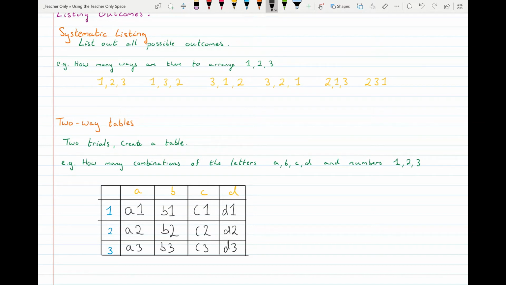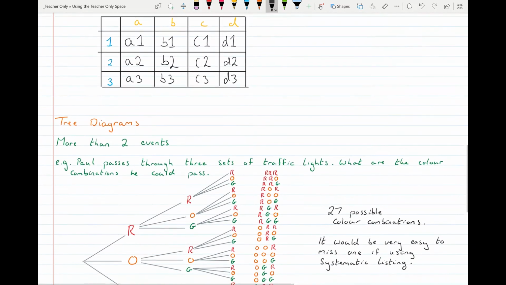And the last type of way of listing outcomes that we only briefly looked at, and you don't have to worry too much about the 3 diagrams just yet, but these are the 3 diagrams.